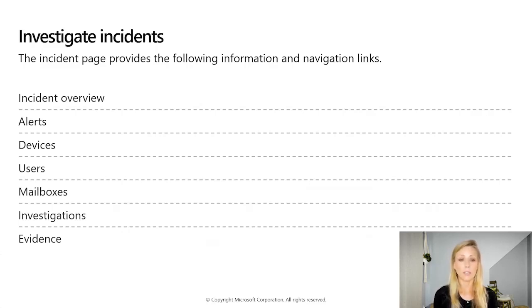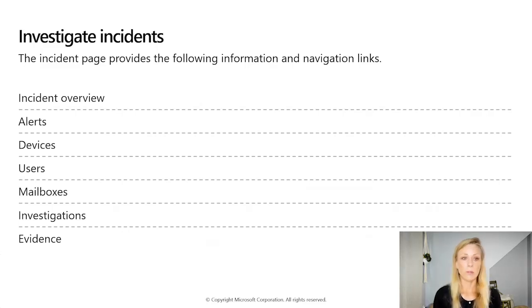For mailboxes, we're going to see which ones we've identified to be part of this investigation. We can select the alert that's specific to the mail portion of the incident and launch into Microsoft Defender for Office 365, where we can take these remediation actions and view additional details.